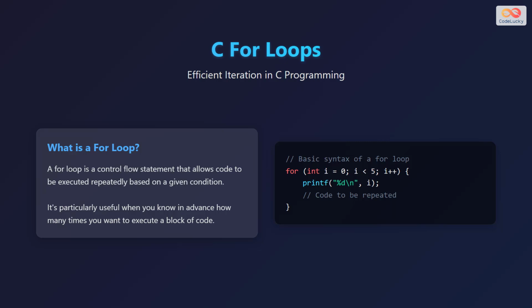Let's explore C for loops, an essential tool for efficient iteration in C programming. A for loop is a control flow statement that allows a block of code to be executed repeatedly based on a given condition. They're particularly useful when you know in advance how many times you want to execute a block of code. Here's the basic syntax of a for loop.